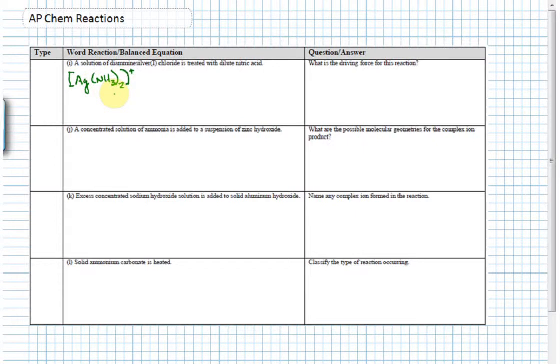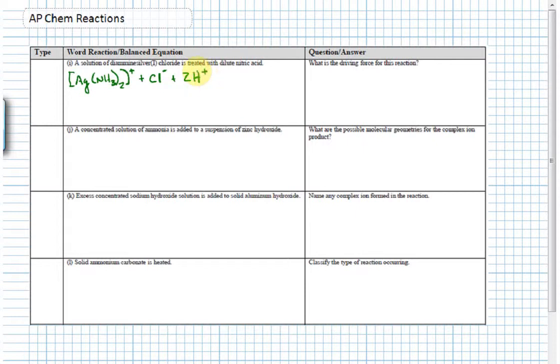Complex ion, a metal ion complexed with often ammonia, often hydroxide, maybe some other possibilities. Water is often a complexing agent. Complex ions are soluble in water. We've also got chloride. So this is really just an ionic compound in solution. And we're adding nitric acid. Now, nitric acid is a strong acid, so we're not going to worry about the nitrate part.